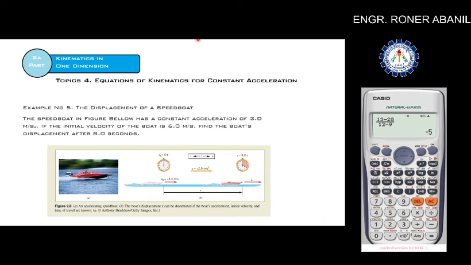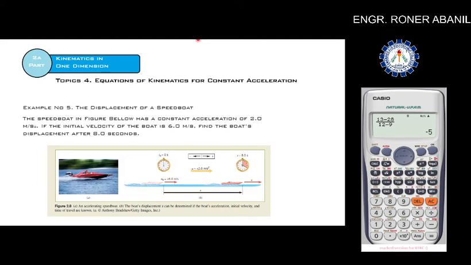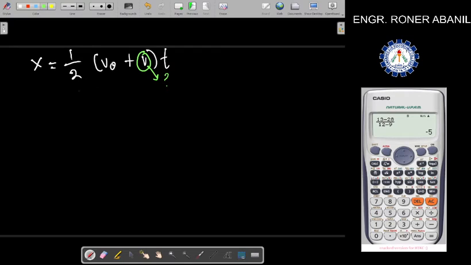8 seconds. Meron siyang binigay na initial velocity. No? Initial velocity of 6 meters per second. Makukuha sana natin yung x. Kaso hindi natin alam tong v. So, paano natin siya makukuha? Okay?